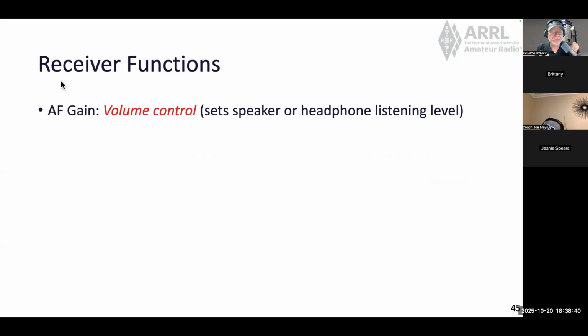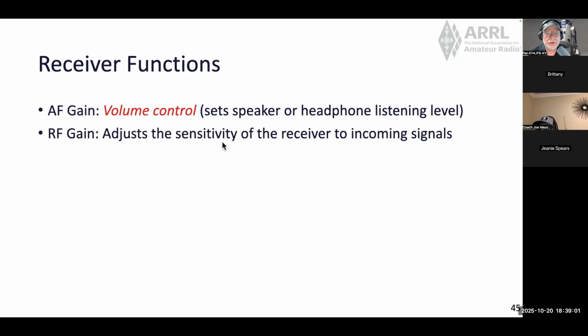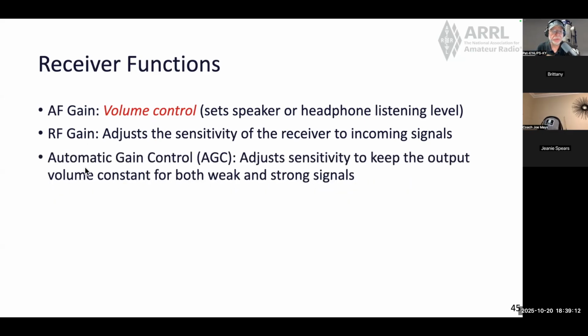Now let's talk about the receiver side, or receiving signals in. AF gain or volume control sets the speaker or headphone listening level. So there's a little knob on these little radios where you can adjust the speaker sound. All radios will have that. RF gain adjusts the sensitivity of the receiver to incoming signals. So you can adjust the radio frequency gain to hear incoming signals.